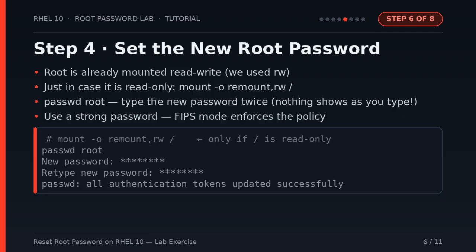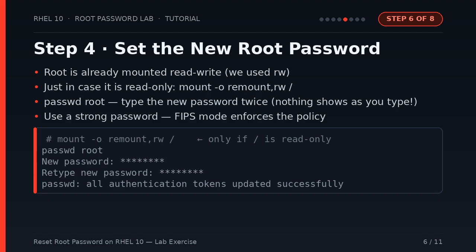Now run the password command: passwd root. It will ask for a new password and then ask you to retype it. Important: nothing appears on screen while you type. That is normal. The terminal hides the characters. When it succeeds, you will see passwd: all authentication tokens updated successfully.